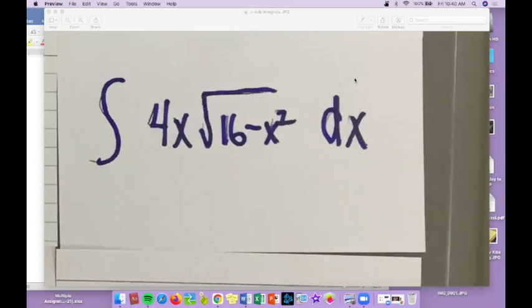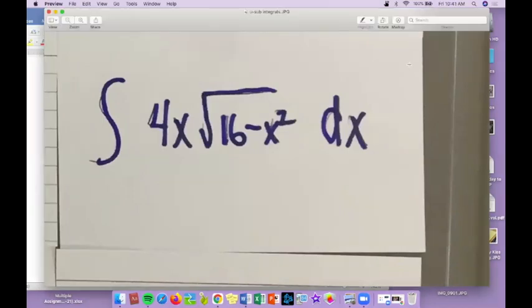Okay, 10 seconds, go. This has got some challenge to it. What you want to recognize is our antiderivative rule is going to be the power rule. We've got something to the 1/2 power. Now that something is 16 minus x squared. We need the derivative of that to be in the integral.